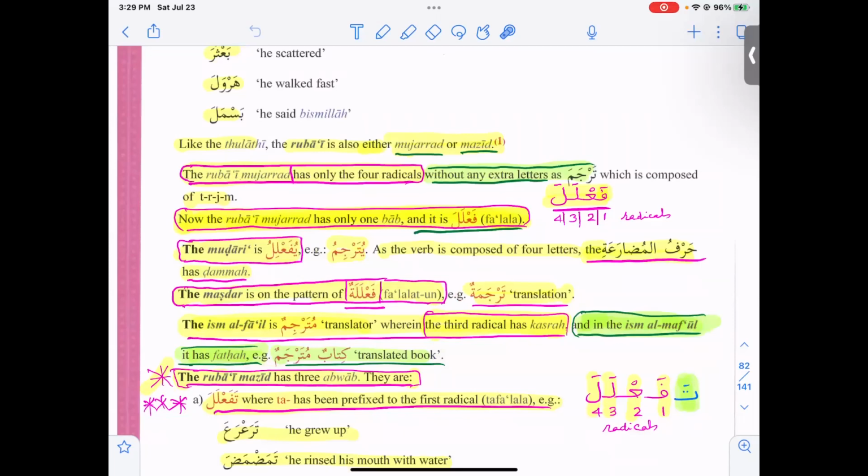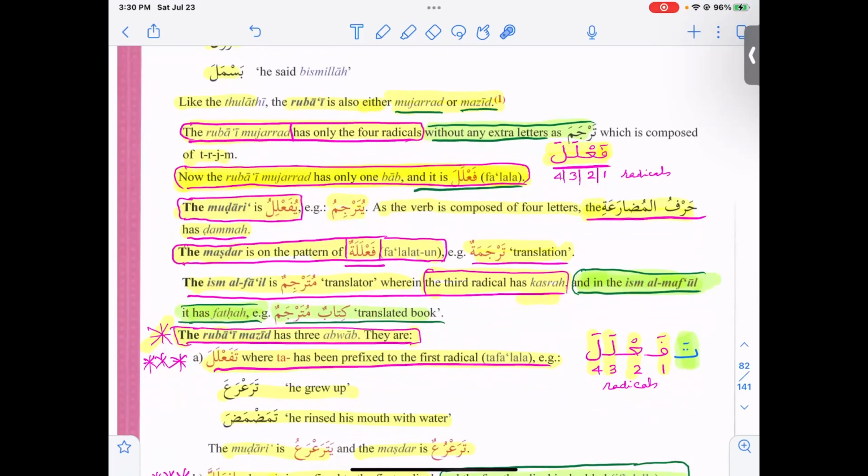Now comes ism fa'il. Tarjama, yutarjimu. When you make ism fa'il, you have to add mu. What will be the thing? The third radical has a kasra. So tarjama, yutarjimu, mutarjimu, translator. Mutarjimu, the translator. And in the ism maf'ul, mutarjamu. It has a fatha. Mutarjimu, translator. Mutarjamu, translated. Kitabun mutarjamu, translated book.